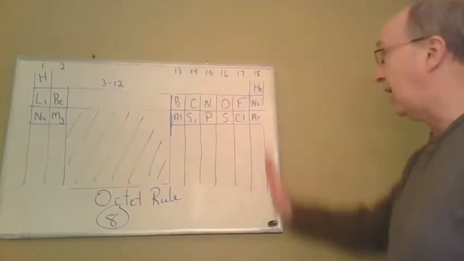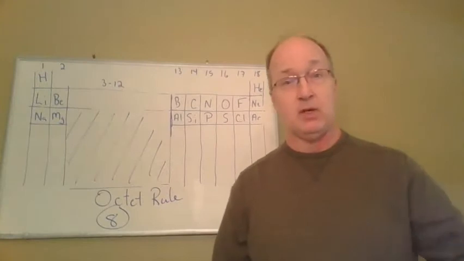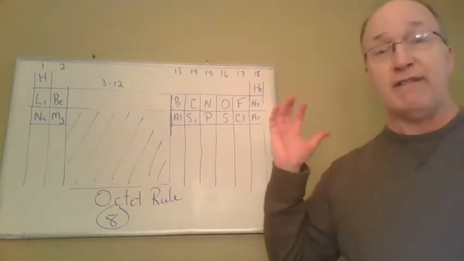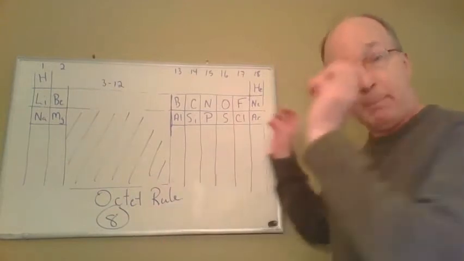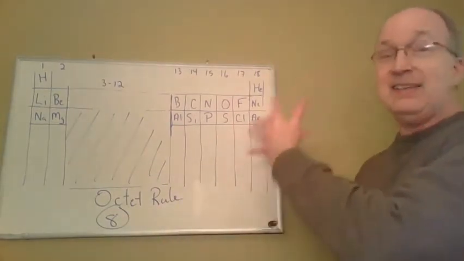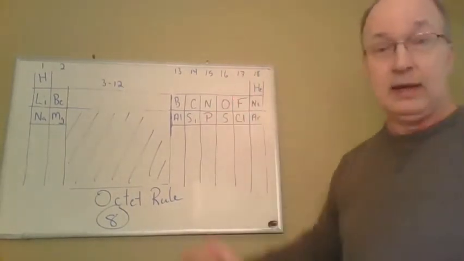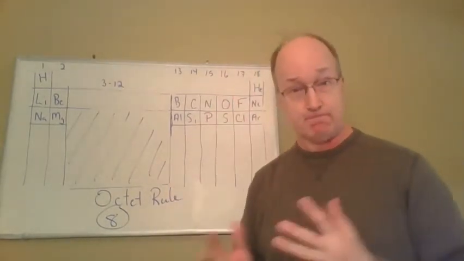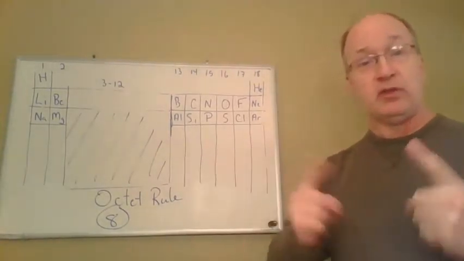It all depends on the column, and every element in the same column has the same number of valence electrons. A very important pattern of the periodic table, not a coincidence. The periodic table is what it is because every element in the same column has the same number of valence electrons. Okay? All right, so valence electrons. Very important that you remember how to find those.